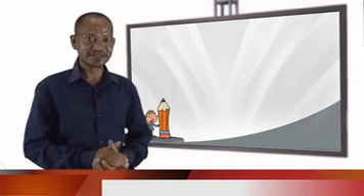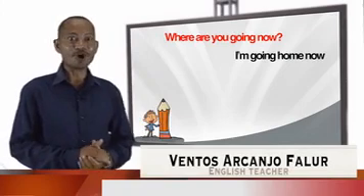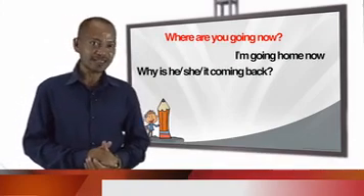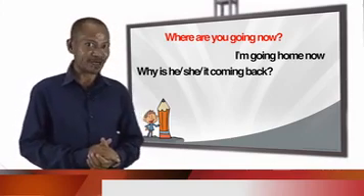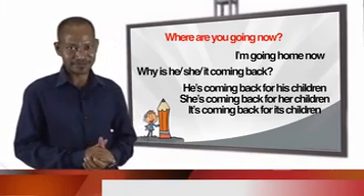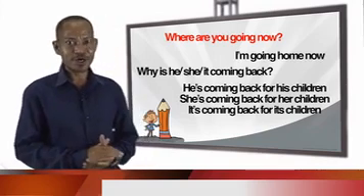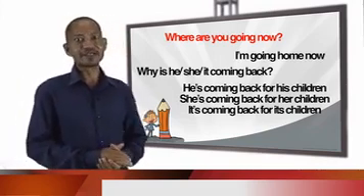of the question. Where are you going now? I'm going home now. Why is he, or why is she, or why is it coming back? He's coming back for his children, or she's coming back for her children, or it's coming back for its children.